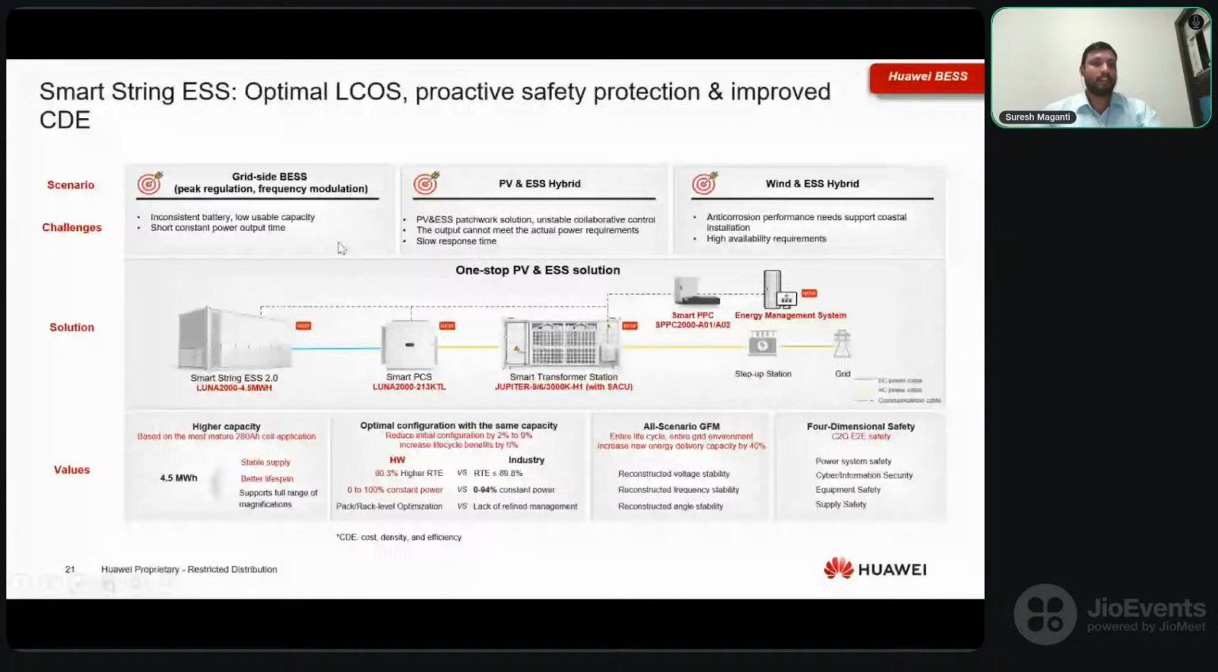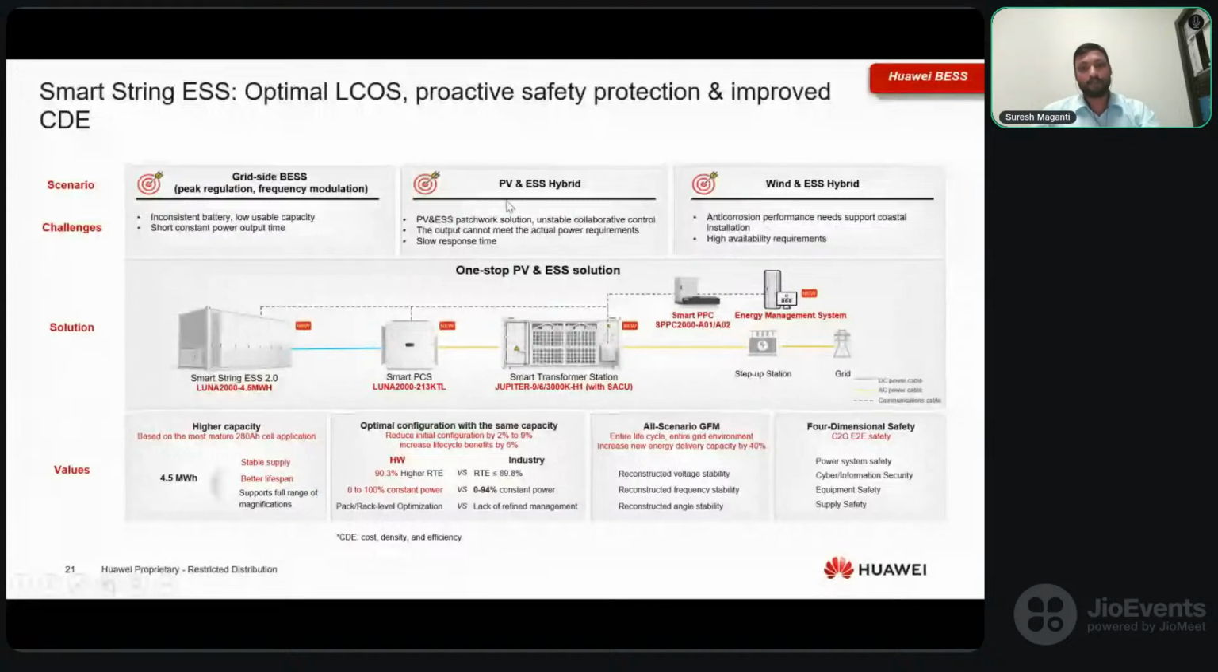When we say grid side battery energy storage, for peak regulation and frequency modulation, the real challenges are inconsistency of the battery, low usable capacity, and short constant power output time. These are the challenges faced by the existing central solutions. When we say hybrid, that is energy storage combined with PV, the challenge is the coordination between the PV and energy storage system. When we talk about the combination of wind and energy storage system, there is a problem with anti-corrosion performance, which needs to support coastal installations. So these are the challenges.